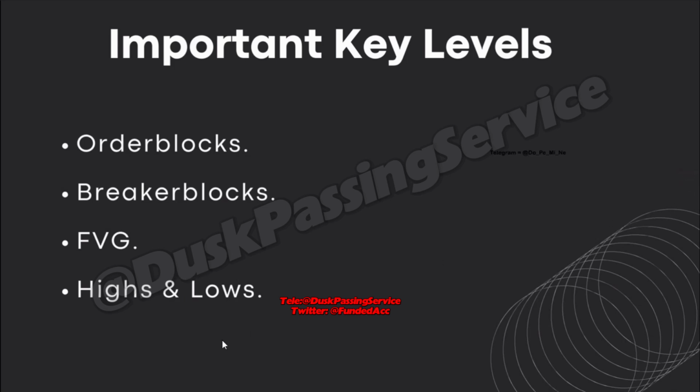Now, there are many key levels like mitigation blocks, propulsion blocks, liquidity voids, opening gaps, and much more, but they're mostly just to create noise and distraction. And in my respective opinion, you don't need them. I don't even use them myself, right? I only use the ones that I've mentioned in this list right here.